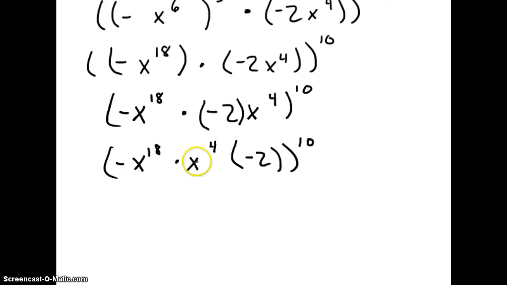Okay, I can add these exponents together. I keep this negative sign. This 18th power right here does not affect this negative sign. I'm going to end up with negative x to the 22nd times negative 2.